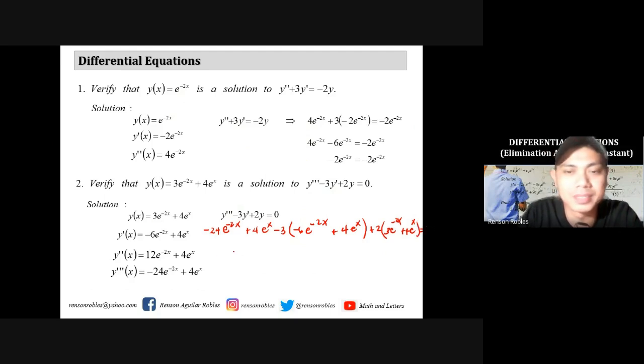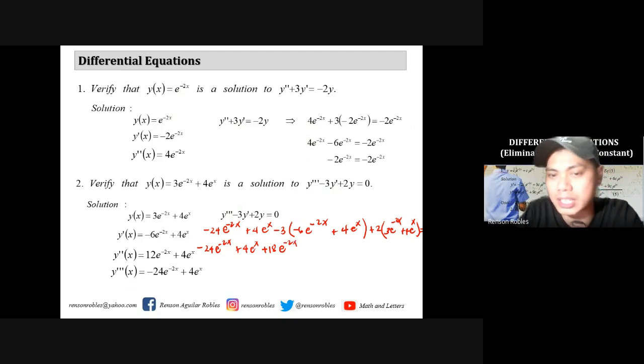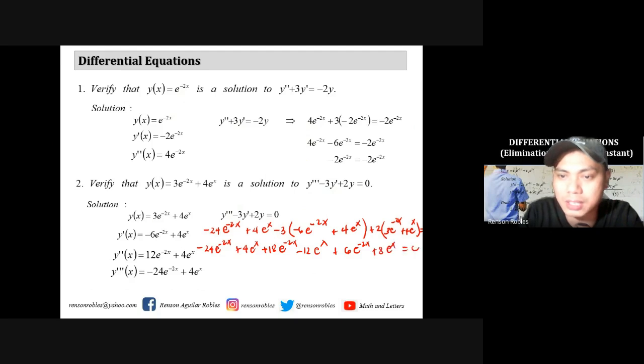Sorry for that one. And then we can now simplify this further. You have negative 24 e to the negative 2x plus 4 e to the x, negative 3 times negative 6, so that's positive 18 e to the negative 2x. I am just distributing negative 3 to each term inside the parentheses. The negative 3 times 4 is negative 12 e to the x. Then you do the same here. Plus 2 times 3, that is 6 e to the negative 2x. Then 4 times 2, it's 8 e to the x, and then you equate it to 0.